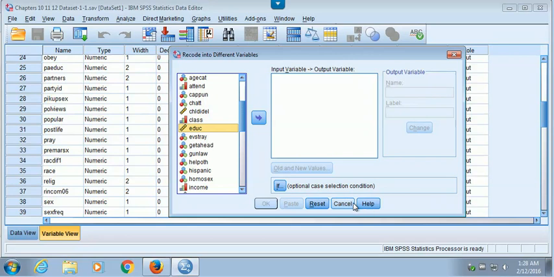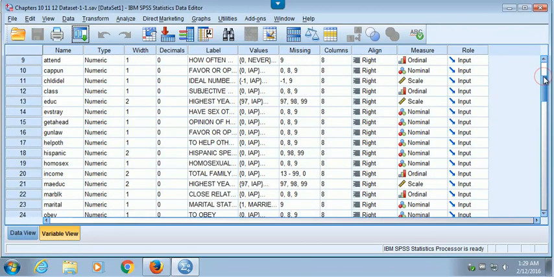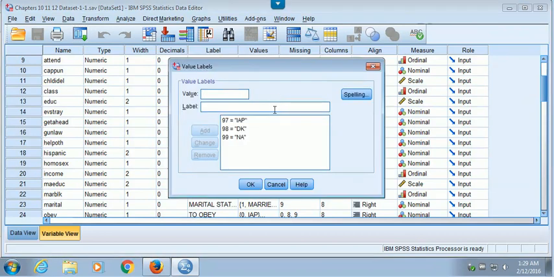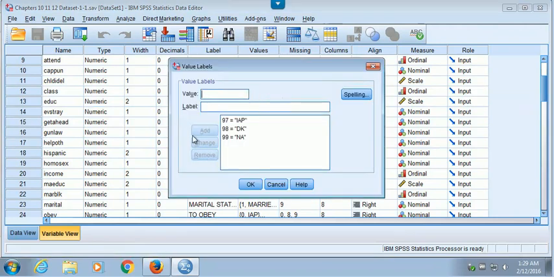But before we do that, we need to come to our variable view, scroll up and find education, which is right here, and see how education is measured. Remember, you can click on this little box and see how education is measured. When you click on this, you're going to see a box that has 97, 98, 99, don't know.